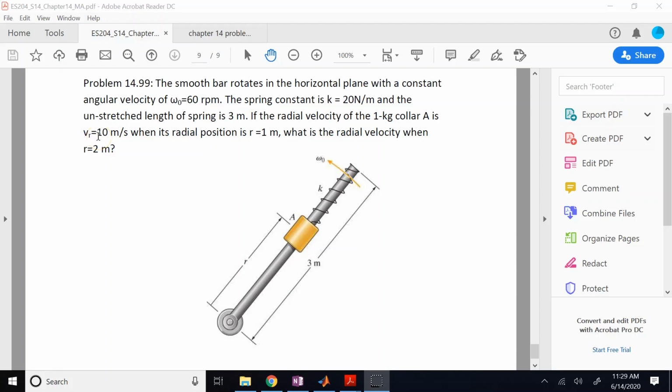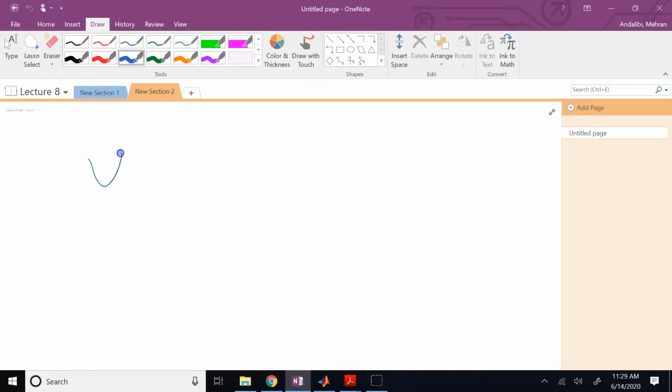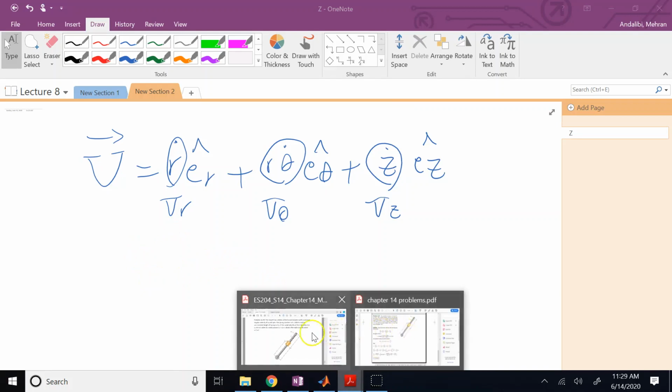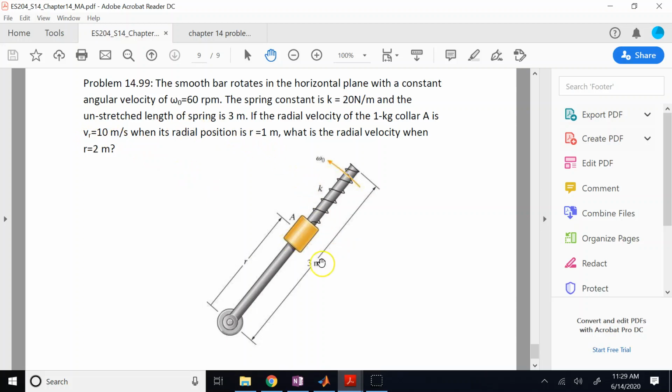You see v sub r, and if you remember, in the cylindrical coordinates, v was r dot e_r plus r theta dot e_theta plus z dot e_z. So this is your radial velocity, Vr. This is your transverse velocity, V theta, and this is Vz. So it's talking about r dot. It says r dot, when r equals 1, is equal to 10 meters per second. By the way, the mass of this guy is 1 kilogram. Now we want to know when r is reduced, so the spring is pulling back and reducing the stretch, so r is 2, in other words, the spring is only stretched 1 meter. How much is Vr at r equal 2?